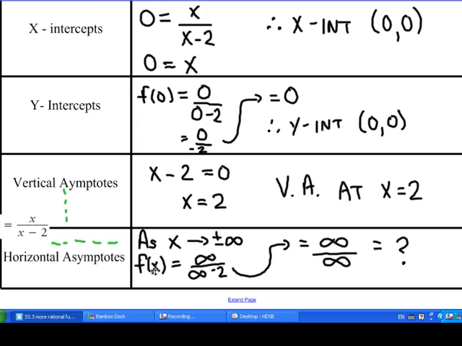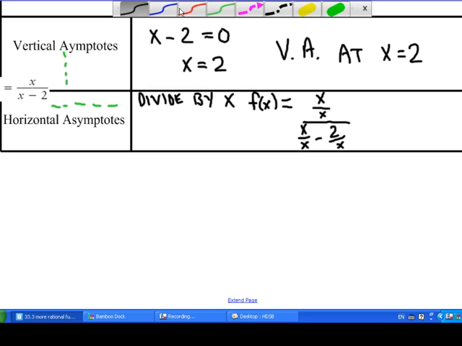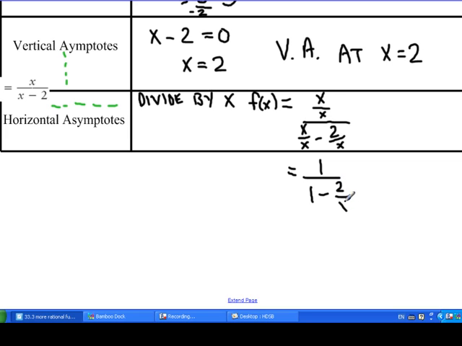Let's divide each term of f of x by x. So my function is now going to equal x over x all over x over x minus 2 over x. Simplifying, x over x is just 1. So now I'll have 1 over 1 minus 2 over x.